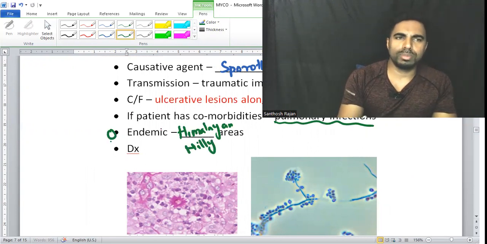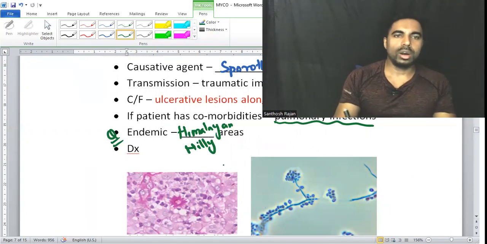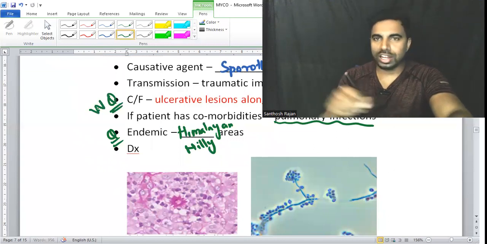Himalayan hilly side, with roses. So people who are working there with these roses can easily get this. Okay, that's one thing. This was a question. Now, the most important thing, the clinical features: characteristic ulcerative lesions along the lymphatics. I already told you, I showed it in the picture.